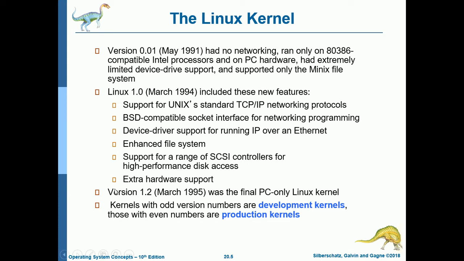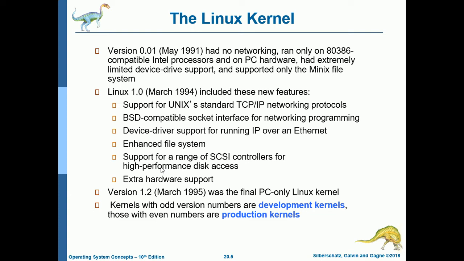As we can see, it's still version 1, but with a minor change. That's the idea of versioning. If the whole number changes, for example from 1 to 2, it means it's a major revision. If it's the same version but the change is after the dot, it means it has revisions, but not as significant as from version 1 to version 2. Version 1.2 was the final PC-only Linux kernel.